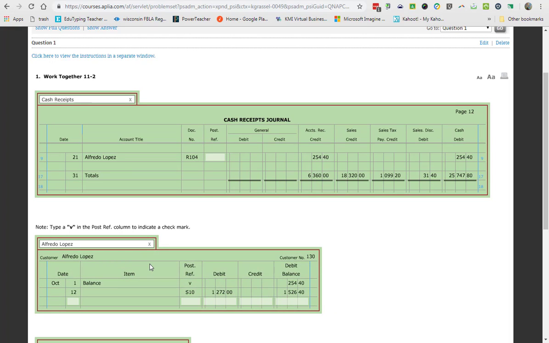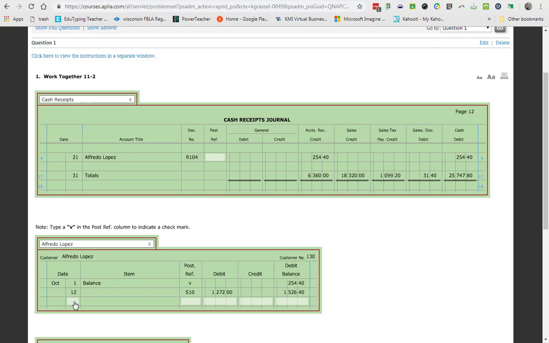So when I look here, which column am I getting the numbers from? Accounts receivable. Very much like we did our sales journal, we want to make sure that we use our number right here from our accounts receivable column. So we're going to go ahead and do $254.40. And is that going to be debited or credited?